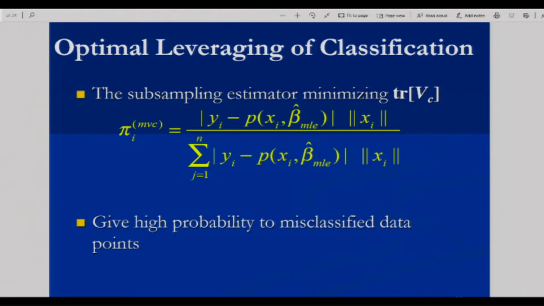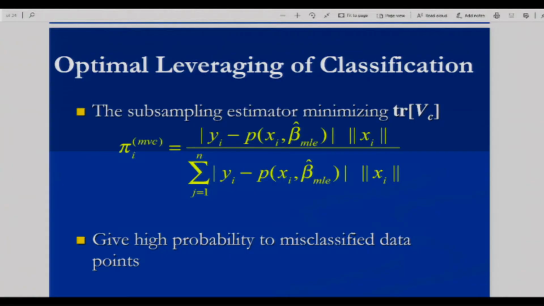Essentially, here it is basically saying that if this probability is far away from either 0 or 1, deviating from 0 or 1, then these data points are highly likely to be misclassified. If it's misclassified, we need to give it a higher sampling probability. But to compensate, you need to take the predictor lengths into account. So this is the sampling idea.